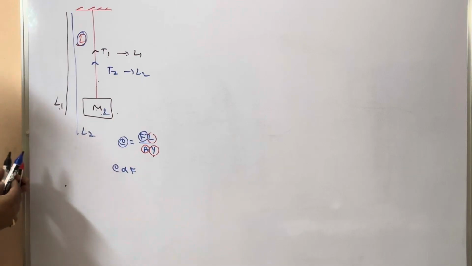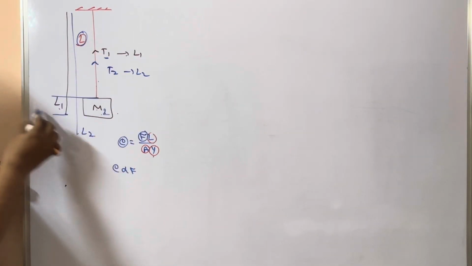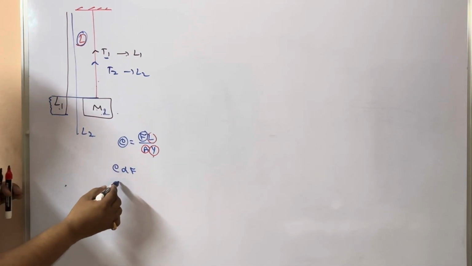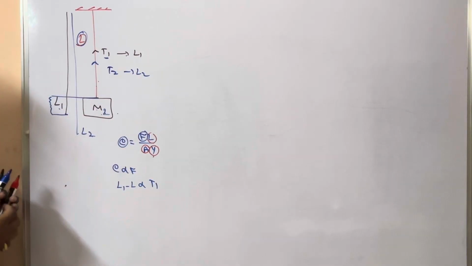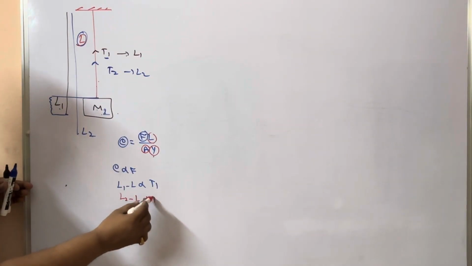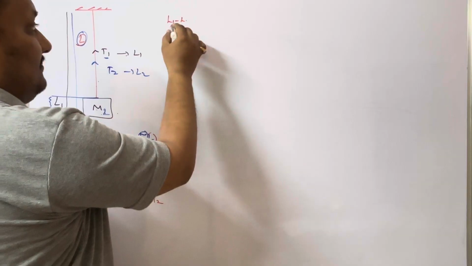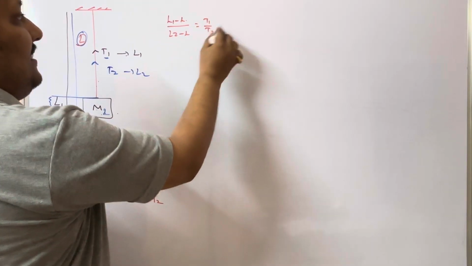What is the elongation? Whenever T1 is applied, the total length is L1 and the initial length is L. Therefore, this is the elongation: L1 minus L is directly proportional to T1. For the second case, L2 minus L is directly proportional to T2. If you divide these two, L1 minus L by L2 minus L is equal to T1 by T2.